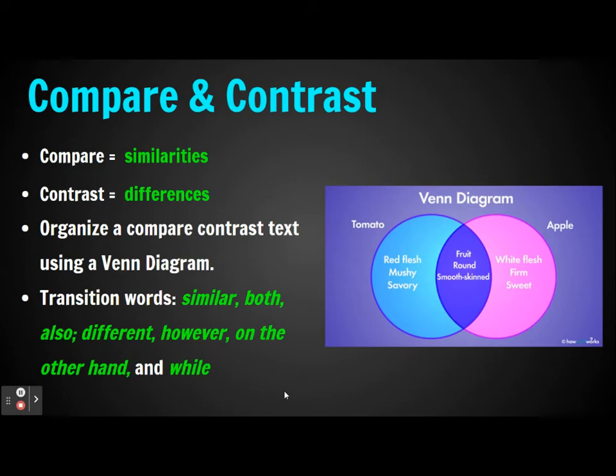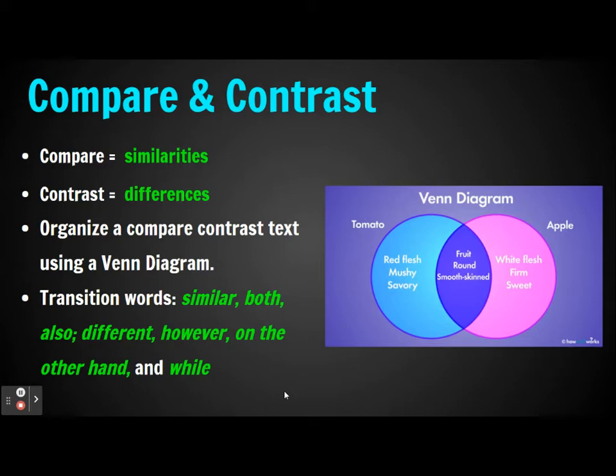The next text structure is called compare and contrast. So in your notes, remember everything in green is what you're going to write in your notes. When I say the word compare, I want you to find similarities between two things. And when I say contrast, I want you to find what they don't have in common, what makes them different from each other. So compare means similarities, and contrast means differences.